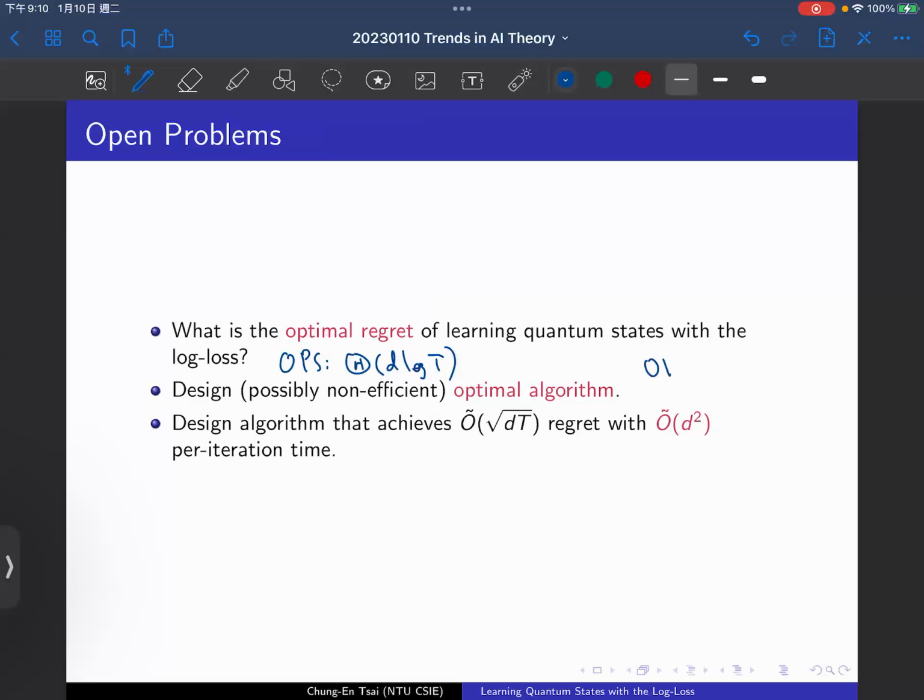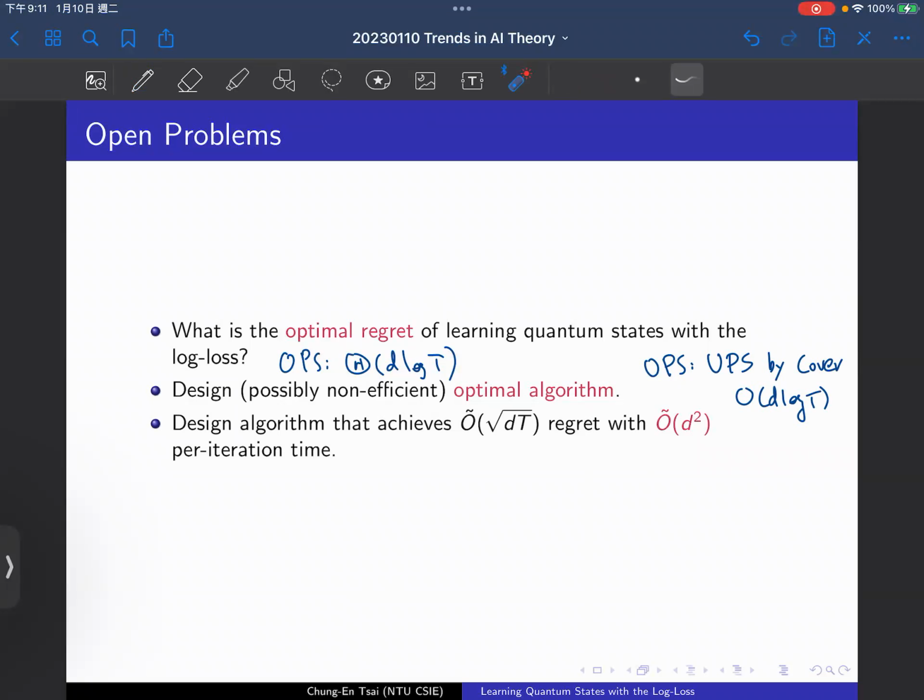So for OPS, this is the universal portfolio selection by Cover. It has regret d log t. So is it possible to generalize these algorithms to learning quantum states with the log loss? This is another important problem.